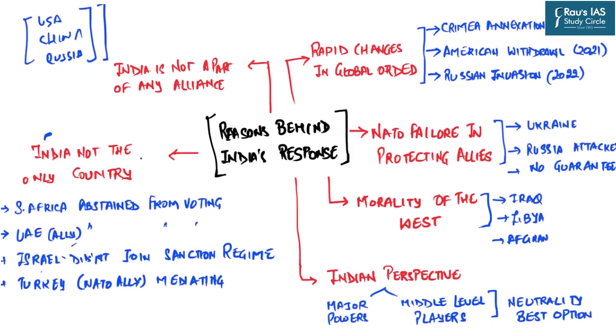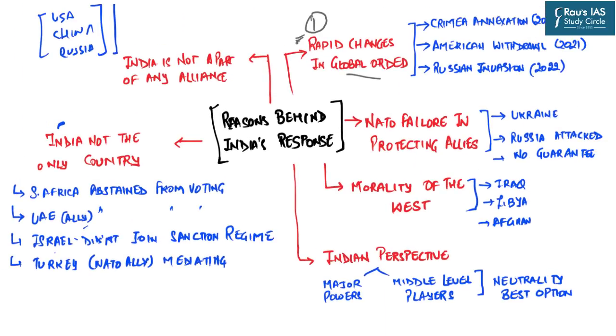What are the reasons behind India's response? So, the first reason that it has to follow the principles of strategic autonomy is that in present times the global order is changing very rapidly. For example, in the last 5 to 6 years, the world has witnessed the Crimean annexation in 2014, American withdrawal from Afghanistan in 2021, and Russian invasion in 2022. Given the situation is so complex and the global order is changing so rapidly, India must possess the freedom to exercise its strategic autonomy and frame its foreign policies in such a manner which is not constrained, which is not restricted by any other country.